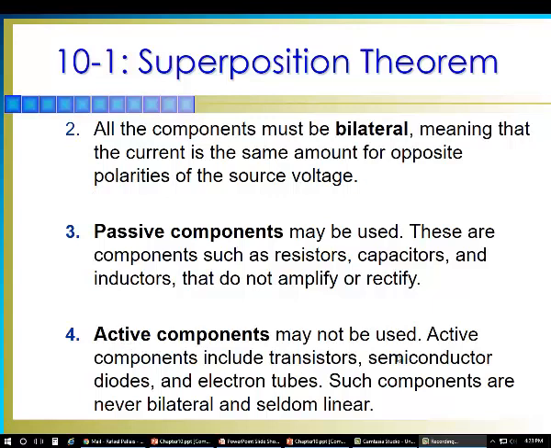In other words, if we're going to use superposition theorem to solve a problem, we cannot use active components in a circuit. Active components are components such as transistors, semiconductor diodes, and electron tubes. These components would be covered in a different course, not in this course, EET1011.